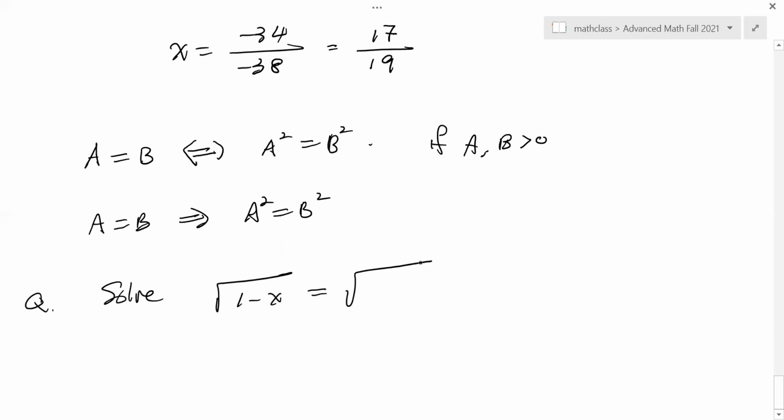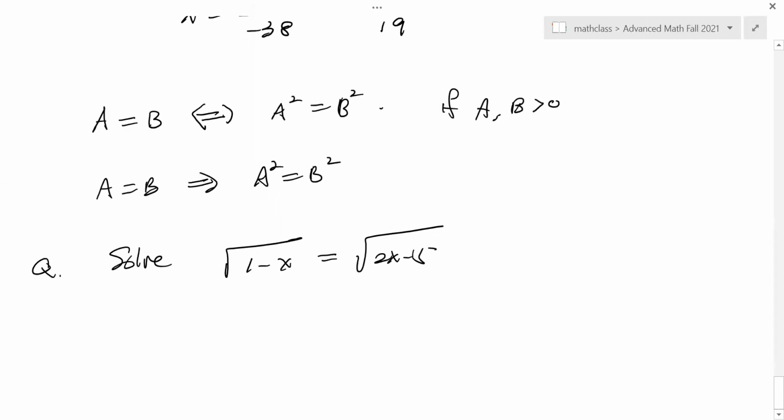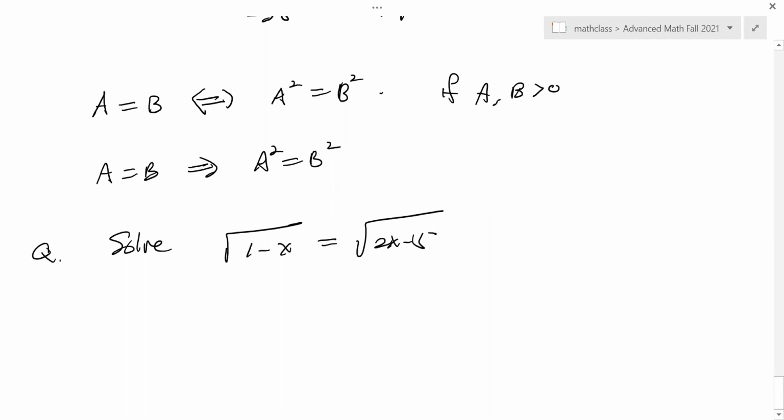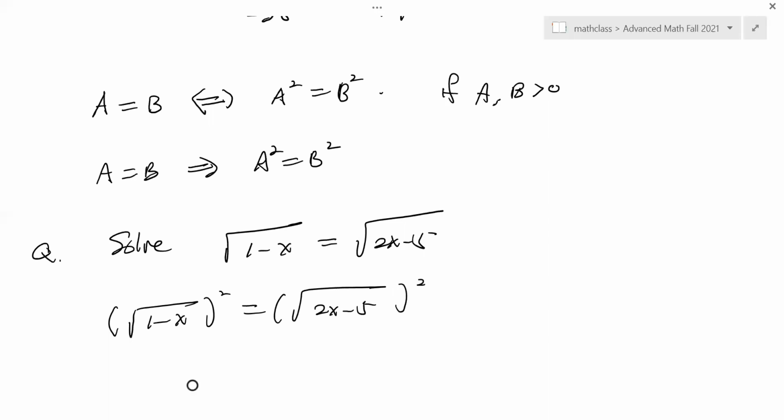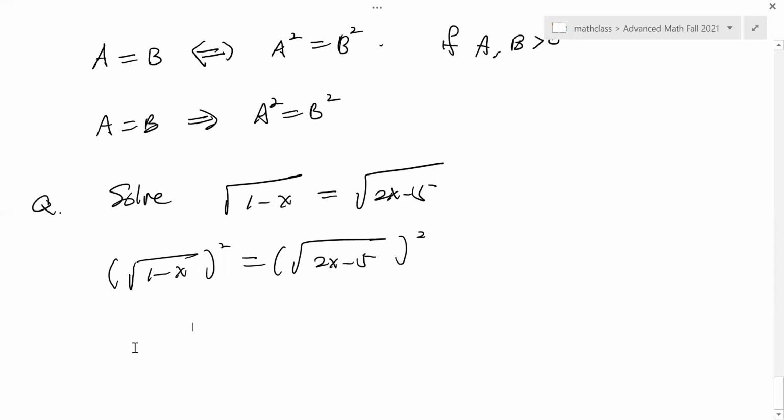So let's try to solve this equation, square root of 1 minus x equals square root of 2x minus 5. We're looking for x satisfying both equations. Well, you have to square it, right? You can get rid of the square root. So then you get 1 minus x equals 2x minus 5. Those two are not equivalent. I just say the above one implies that. And the square root of something squared, you can get rid of the square root, right?